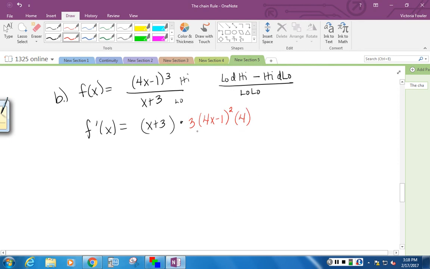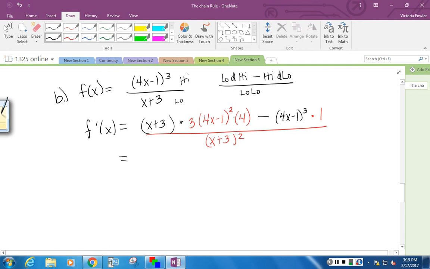So I've got low d high minus high, which is the quantity 4x minus 1 all cubed, d low. So I'm going to take the derivative of the denominator. Well, the derivative of x plus 3 is just 1, and then the derivative of 3 is 0. So this is just going to be times 1. So low d high minus high d low, and don't forget to put it over the denominator squared, right? That's low low. And from this point on, it's going to be just about being able to simplify this.